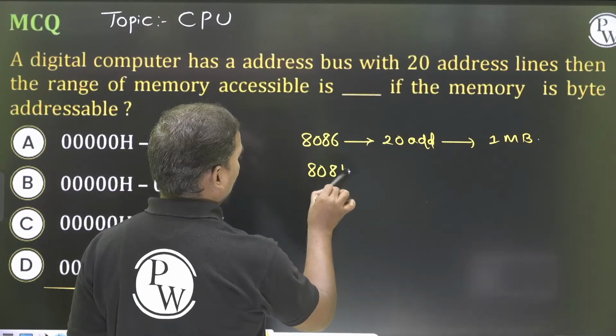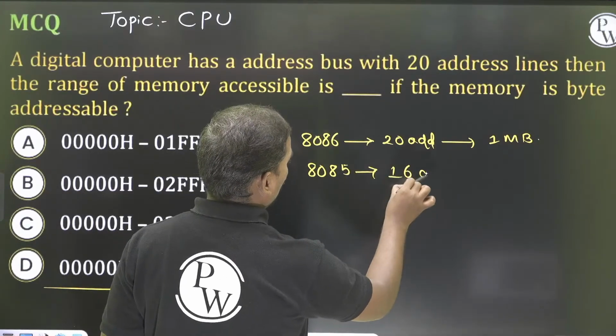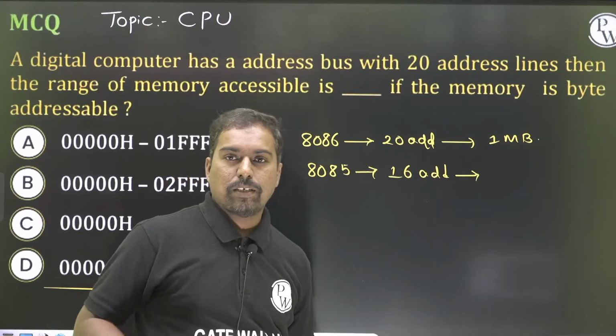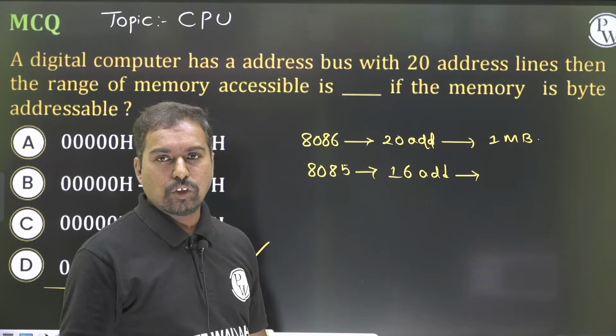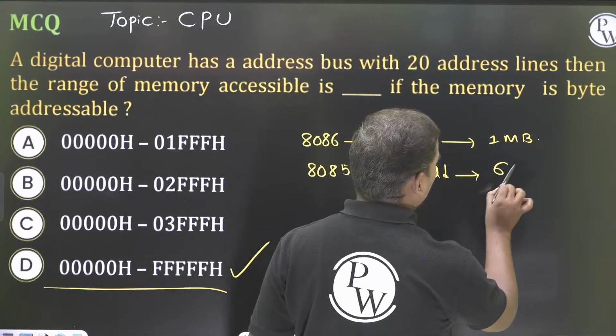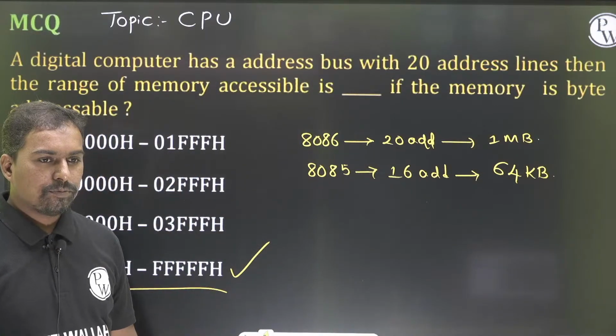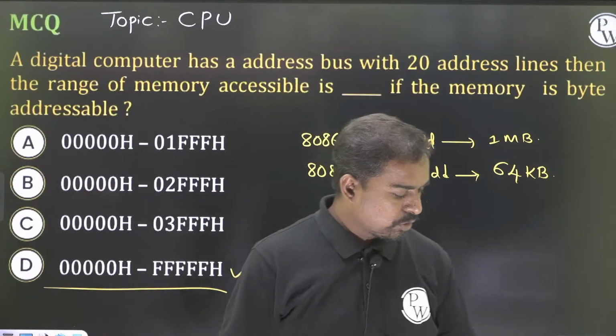8085 has 16 address lines. So 16 address lines means 2 power 16. 2 power 16 means 2 power 6 into 2 power 10. That means 64 kilobytes. You understand? So this is a way you can remember. Okay. So let us go for the next question, my dear.